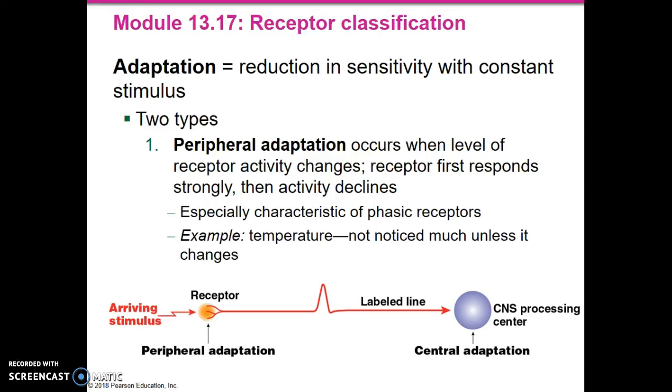There are two types of adaptation. Peripheral adaptation occurs when the level of the receptor activity changes. The receptor first responds strongly, and then the activity declines. For example, you don't necessarily notice the temperature of a room until it changes.